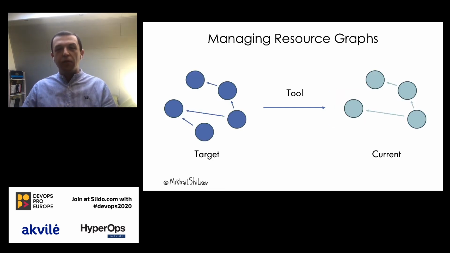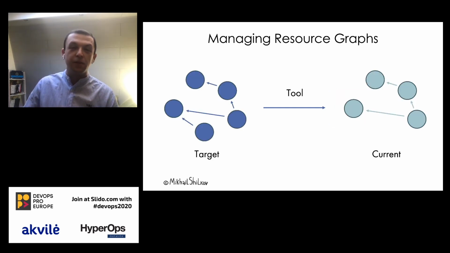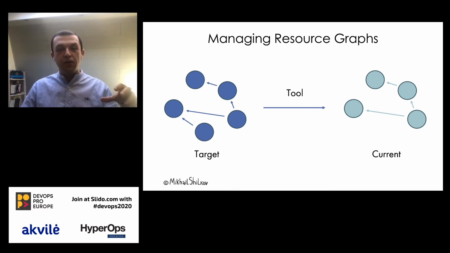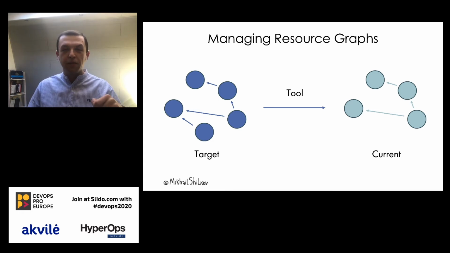A useful way to look at this is to describe both states in terms of graphs of resources, where each node is a resource in the cloud, and then arrows between them, or edges in the graph, are dependencies, because dependencies are very important to figure out the difference. So these tools have to be good in terms of graph description and graph manipulation.